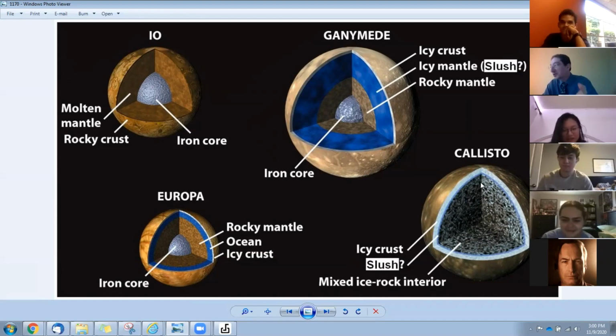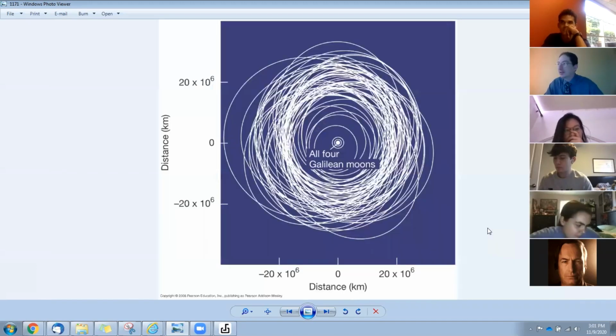Now, the very topmost layer of the surface probably did differentiate. As you get those impacts, it does melt little regions, and that allows those regions to differentiate. So you probably have surface differentiation, but the interior is probably a mixed ice-rock composite. So those are the 4 large moons of Jupiter.